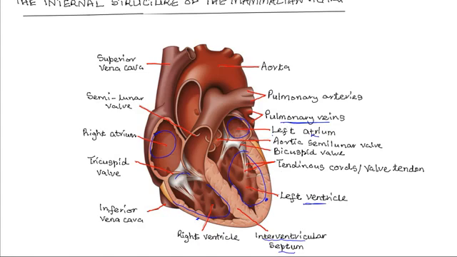Now, between the atrium and the ventricle, there are atrioventricular valves, also known as cuspid valves. So here, between the right atrium and the right ventricle, there is the tricuspid valve, whereas between the left atrium and the left ventricle, there is the bicuspid valve. These cuspid valves prevent the blood from flowing back into the atria when the ventricle's muscles contract.